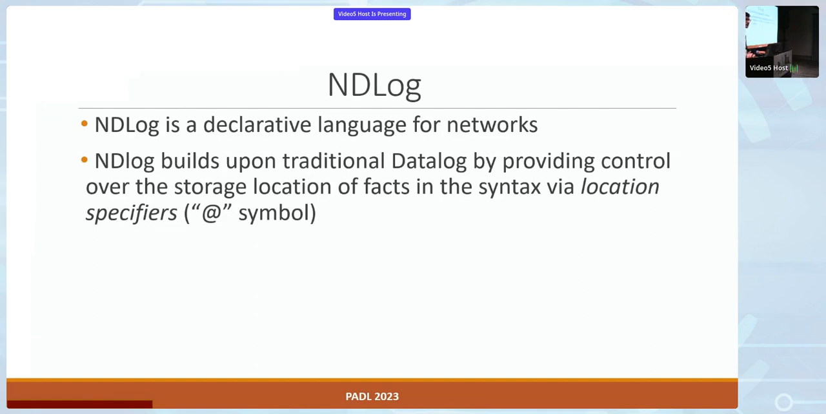So Network Datalog is another logic programming language for networks. It builds upon traditional Datalog by providing control over where Datalog facts are stored. So in a distributed setting, you can say which switch or which router you want your Datalog fact to be stored at. And this is done via a location specifier, which is the @ symbol.